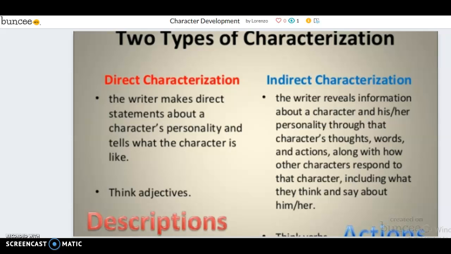So there are two types of characterization. There's direct characterization. That's when the writer just basically tells you a little bit about the character. They use adjectives to describe the character. And then you have indirect characterization, where the writer reveals information about a character and his or her personality through the character's thoughts, words, and actions. Lots of times, indirect characterization utilizes verbs. Not always, but most of the time.